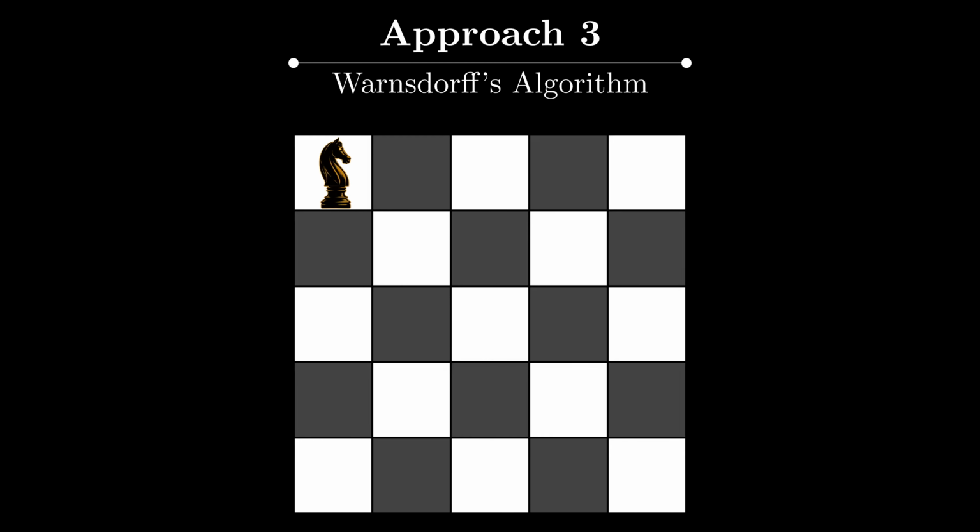Warnsdorff's algorithm follows an intuitive approach. It is a so-called greedy heuristic. Greedy algorithms are algorithms that do in every iteration what seems to be optimal at the moment, without taking into consideration that this could lead to suboptimal results later on. Warnsdorff's idea is to always count the possible moves from all reachable squares for the knight and to move to the square where this number is minimal.